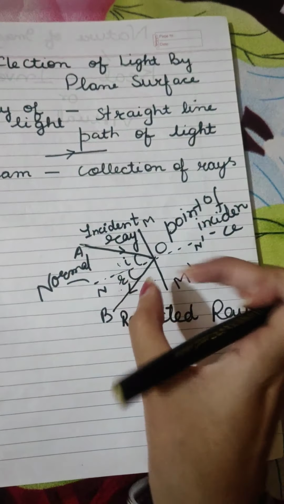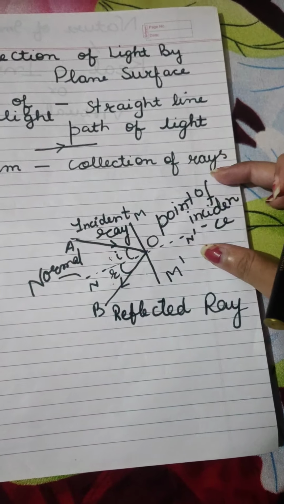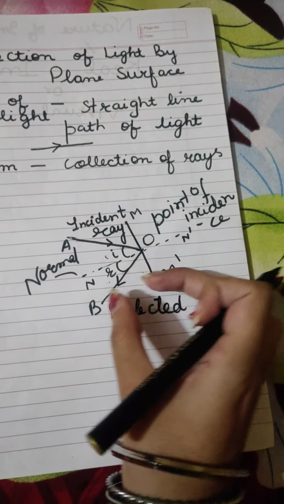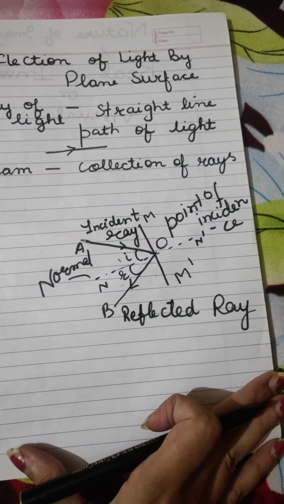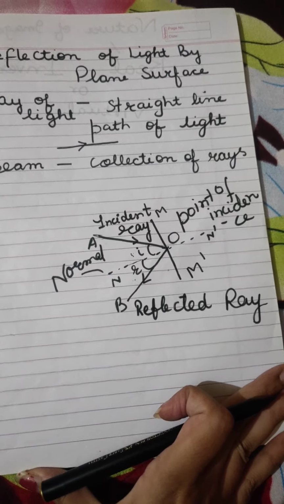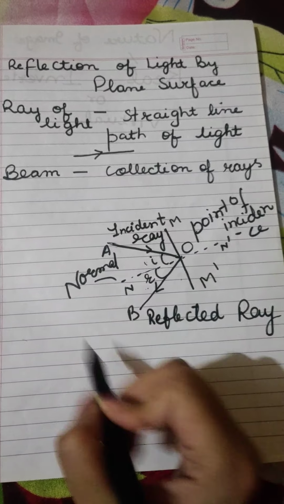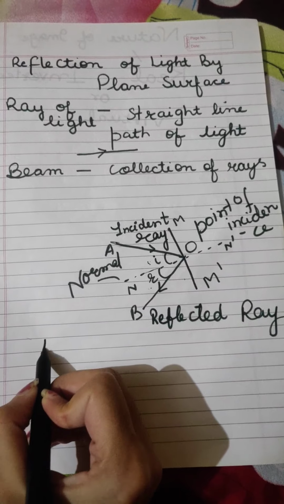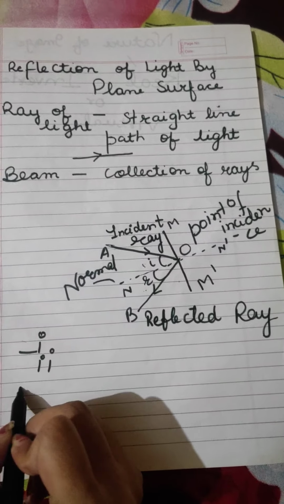So all of these terms you've got to know about: incident ray, reflected ray, normal, point of incidence, angle of incidence, and angle of reflection. So overall, you now have an idea how reflection occurs by a plane surface. From this explanation, we've concluded two main points.